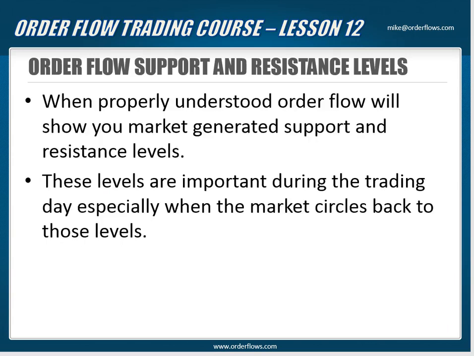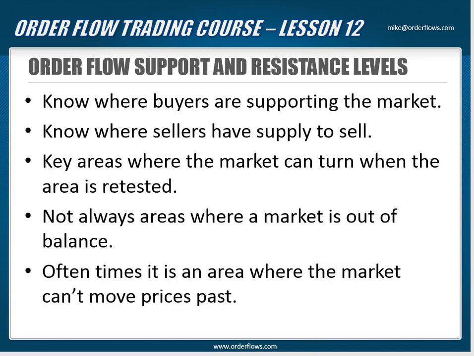So when properly understood, order flow will show you market-generated support and resistance levels. These levels are important during the trading day, especially when the market circles back to those levels. Knowing where buyers are supporting the market, knowing where sellers have supply to sell. Key areas where the market can turn when the area is retested. Not always areas where the market is out of balance. It could be an area where the market is in balance. Oftentimes it is an area where the market can't move prices past. If the market can't move the price above 1940, that's going to be your resistance level.